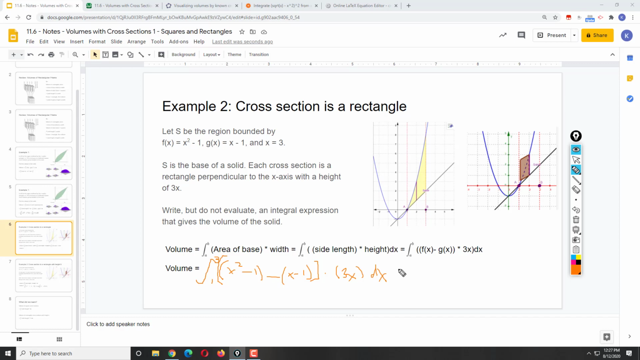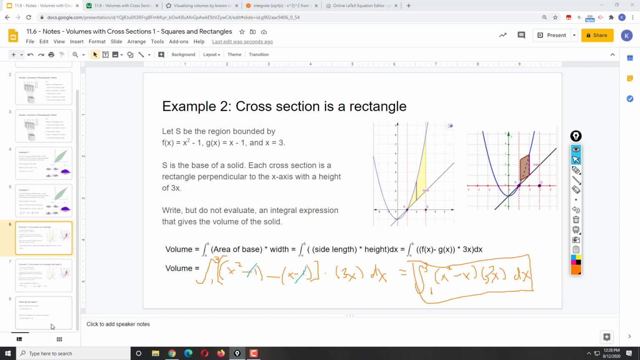This is actually finished, but if you want, we can simplify even further because the negative ones cancel. These two cancel. So we end up with the integral. The volume has to be the integral from 1 to 3 of x squared minus x times 3x dx. And that's the volume. We could simplify this even further or even calculate it, but this is good enough.